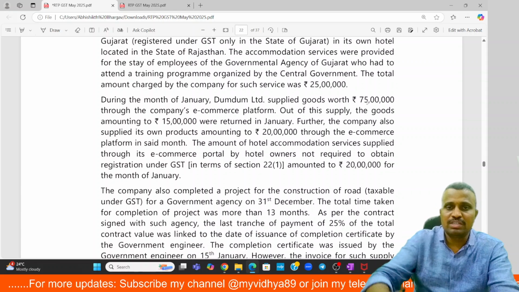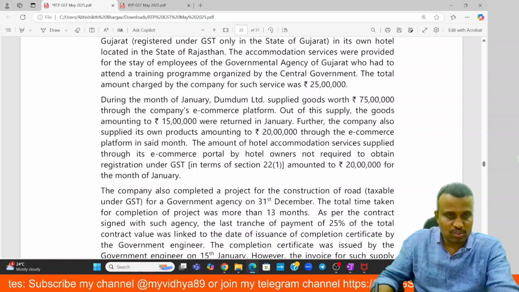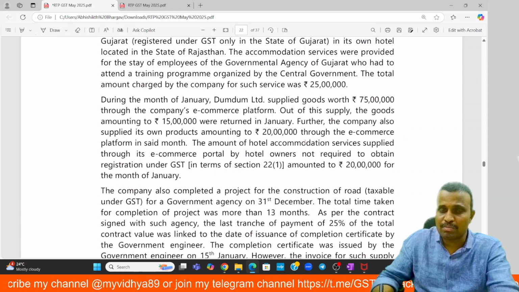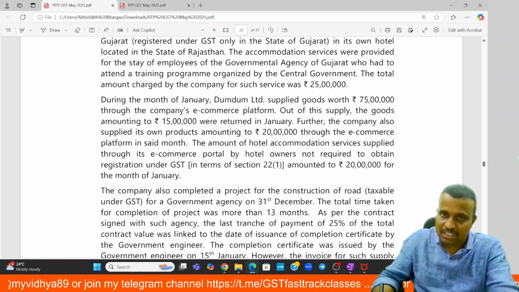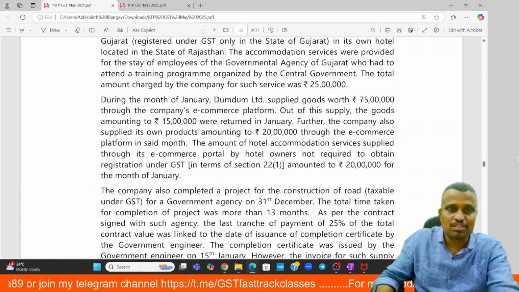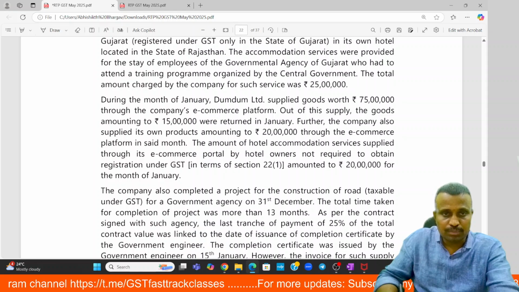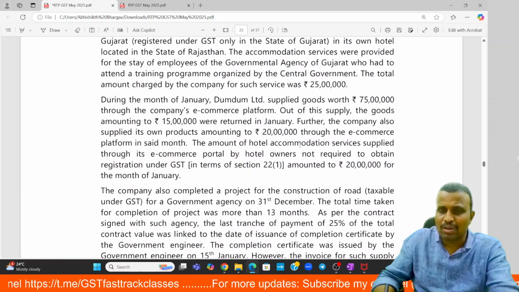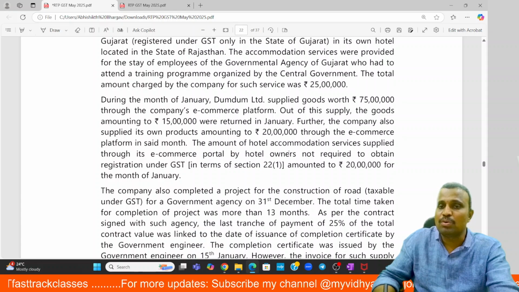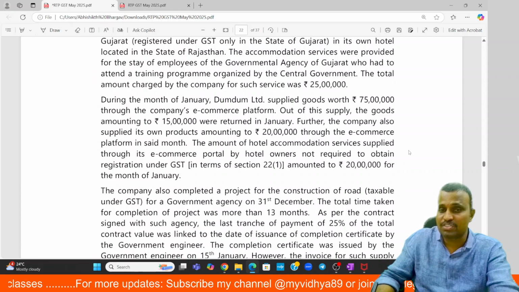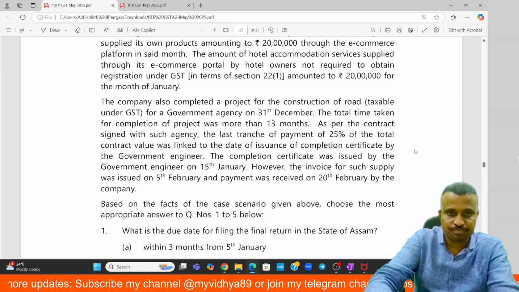During the month of January, Dum Dum Limited supplied goods for 75 lakhs through the company's ECO, e-commerce platform. Out of the supplied goods, an amount of 15 lakh was returned in January. Further, the company also supplied its own product amounting to 20 lakh through the ECO. And the amount of hotel accommodation services supplied through the ECO portal by hotel owners not required to obtain registration under GST amounted to 20 lakh for the month of January.